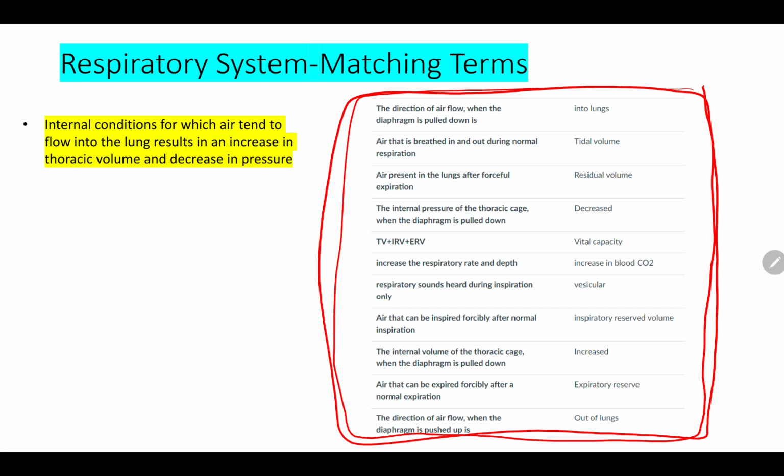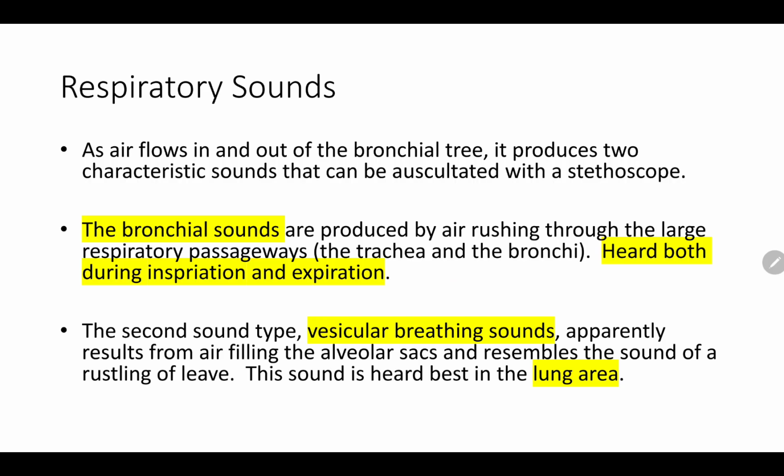Now, there are the internal conditions. Also remember that the internal conditions for which air tends to flow into the lungs will result in an increase in thoracic volume, however, a decrease in pressure. So in those conditions where air flows into the lungs, we're increasing our thoracic volume, and as we increase thoracic volume, we decrease the pressure. The pressure has been decreased due to an increase in the thoracic volume.